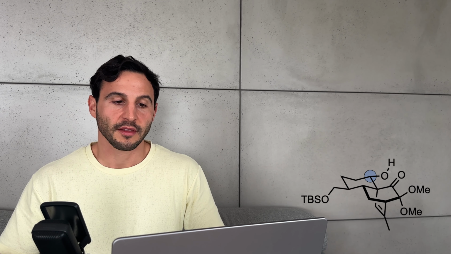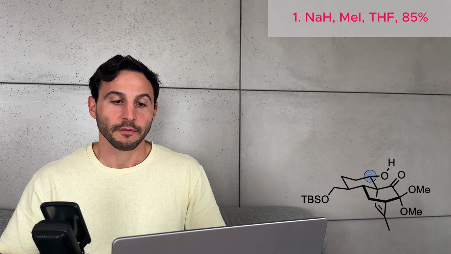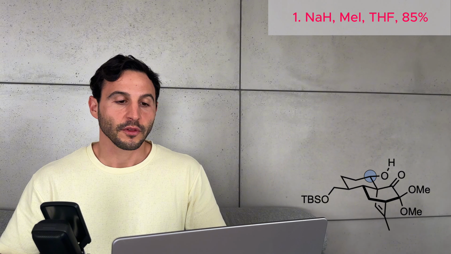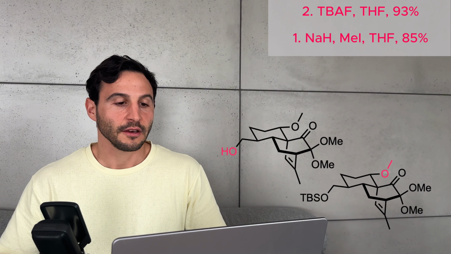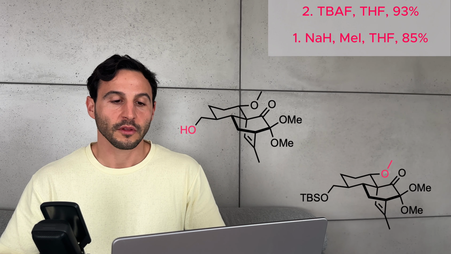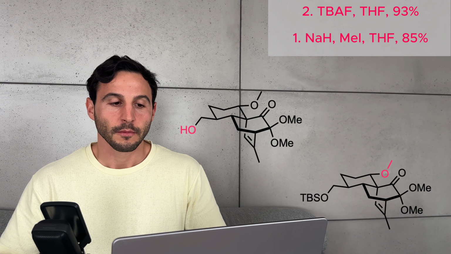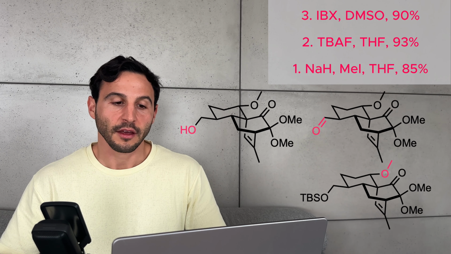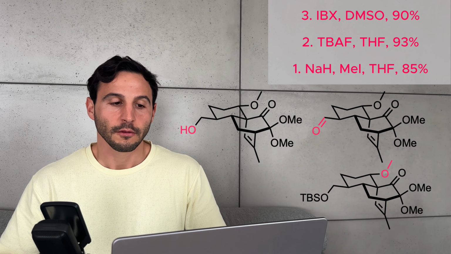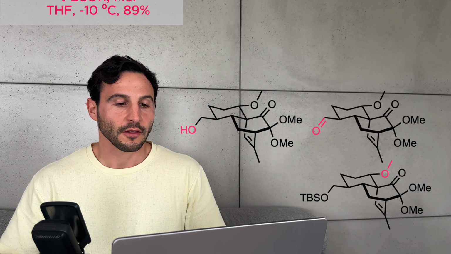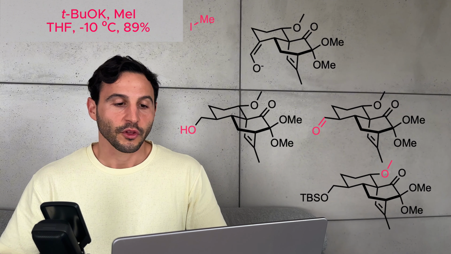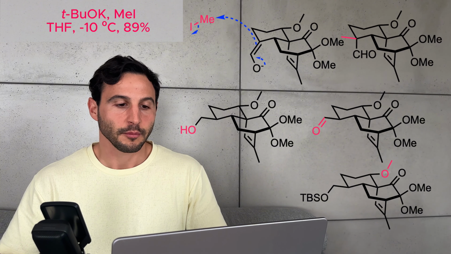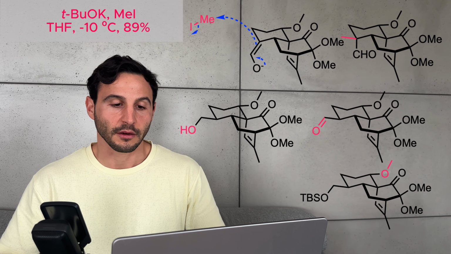After separation of the desired isomer, methylation of the hydroxyl group is achieved using sodium hydride and methyl iodide. Next, desilylation occurs after exposing the substrate to TBAF. Subsequent oxidation with IBX provides the aldehyde, and treating the aldehyde with potassium tert-butoxide generates an enolate intermediate, which is quenched with methyl iodide to produce the aldehyde in 89% yield as the only isomer.